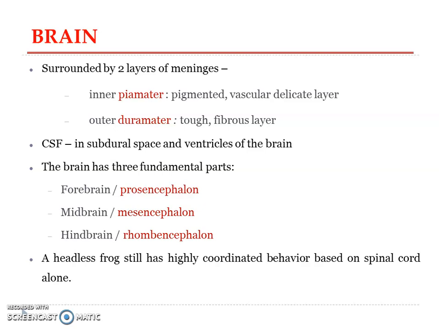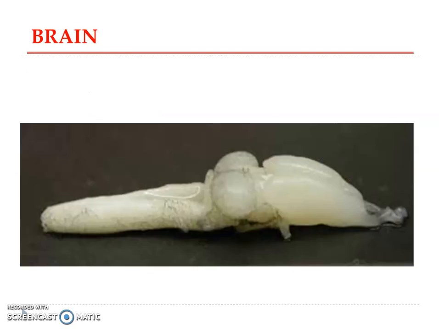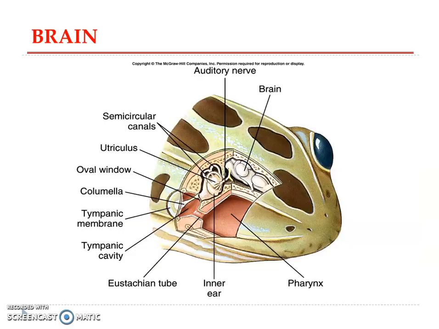The brain of frog is elongated. You can see over here in this figure, a bilaterally symmetrical and white colored structure. It is situated inside the cranial cavity of the skull. So this is the skull, and you can see the space where the brain is placed. It is known as the cranial cavity.